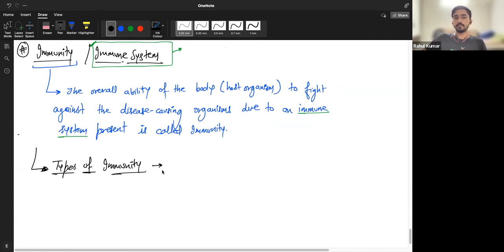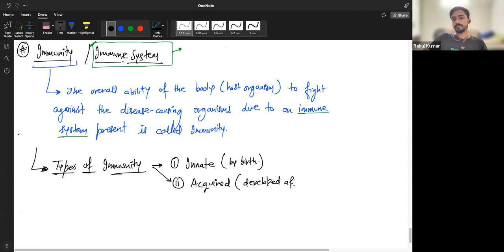There are two types of immunity that are possible. One is innate, which Nabil explained quite brilliantly, and the other is acquired. As the terms themselves suggest, innate is by birth and acquired is developed after birth.